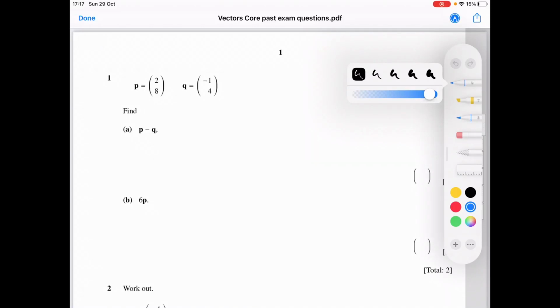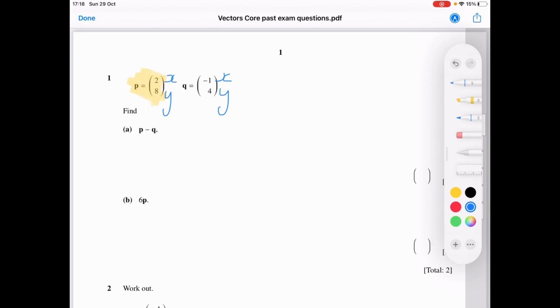Okay, so here we have some past exam paper questions on vectors which are core level. So the first one, we have a vector represented by P, which is equal to 2 and 8, and our Q, which is represented by -1 and 4. So we know 2 is our x value and 8 is our y. So whatever's at the top is our x value and y is the bottom part of the column vector.